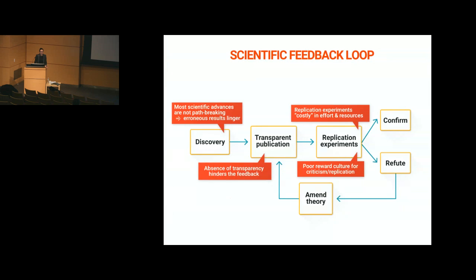So as we discussed earlier, the erroneous results that linger over time might not come back for 20 years or later to be reevaluated. There is no transparency, and often that's because we really have to shorten the report to very few pages and omit some details which we also think are obvious to others. Then the replication experiments are definitely costly in effort and resources, and there is usually no funding to support such validation studies. There is definitely a poor reward and culture for criticizing somebody else's work and trying to prove that they're wrong. The common expression in the field is that you don't make friends by validating or refuting other people's work. But it's an essential part of our research, especially since the more we dig, usually the more problems we find.